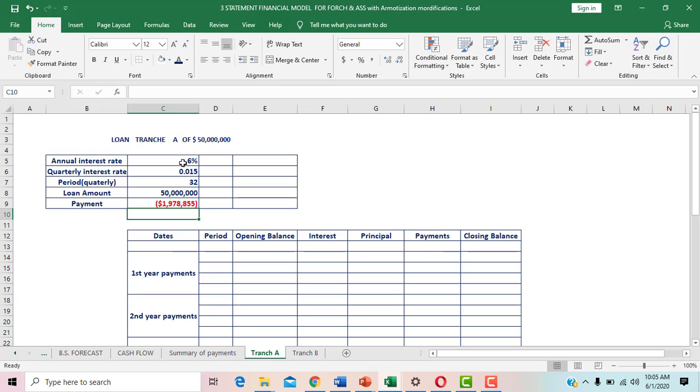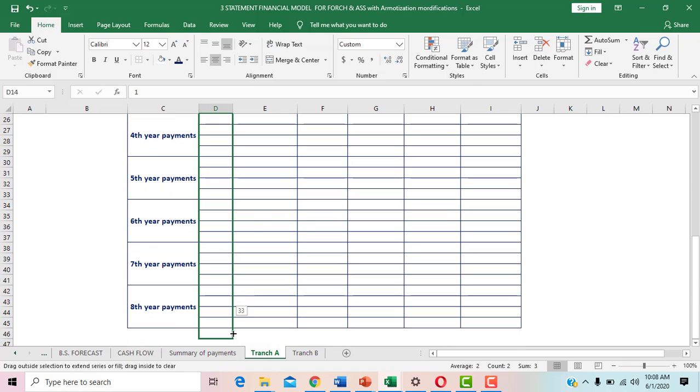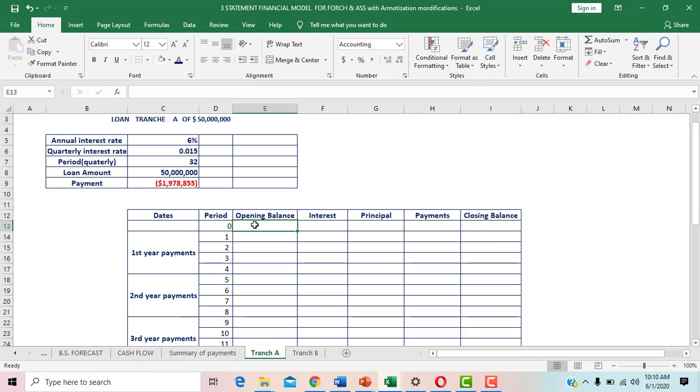Now that we know the quarterly payment to be made by our company, we can determine which part of the quarterly payment will form interest payments and which part will form the principal. So this loan is supposed to be repaid within 32 periods. That is 0, 1, 2, right up to the 32nd period. At period 0, which is today, our opening balance, which is the total amount of loan we received from tranche A, is $50 million, and our closing balance is going to be the same, $50 million.